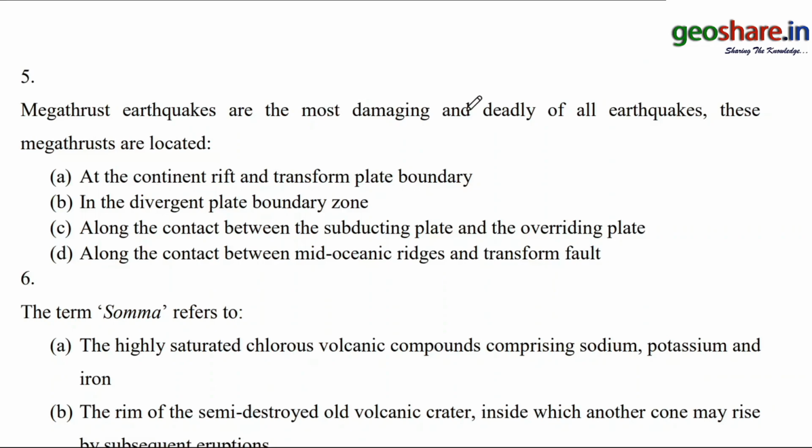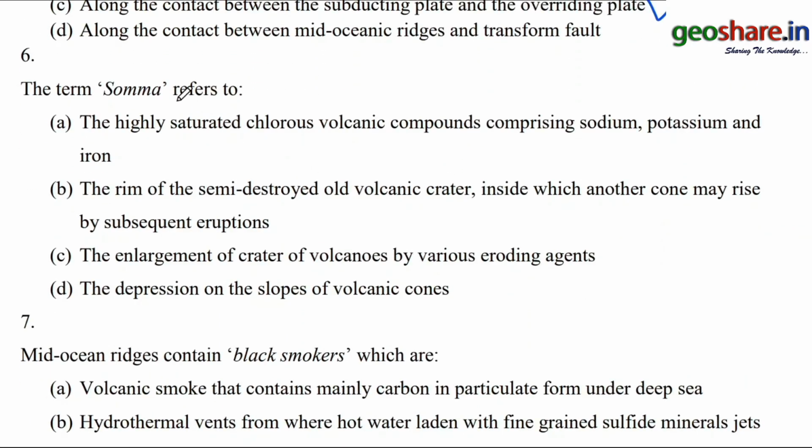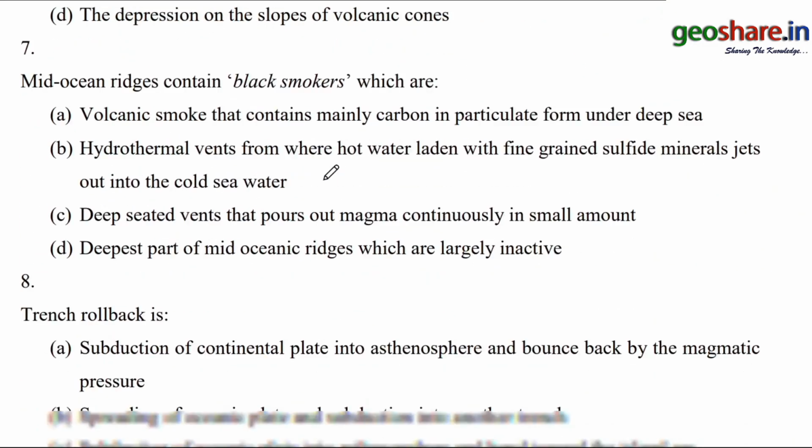Megathrust earthquakes are the most damaging and deadly of all earthquakes. These megathrusts are located along the contact between the subducting plate and the overriding plate. The term somma refers to the rim of a semi-destroyed old volcanic crater inside which another cone may rise by subsequent eruptions.